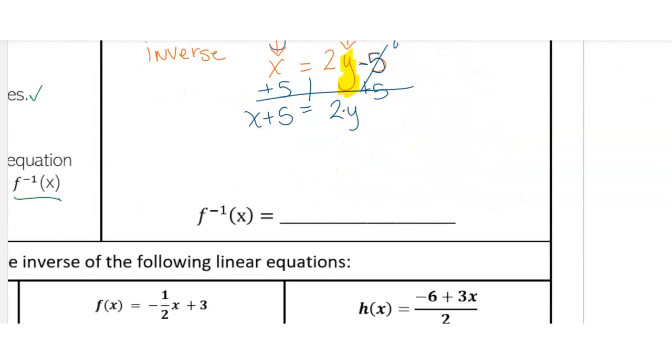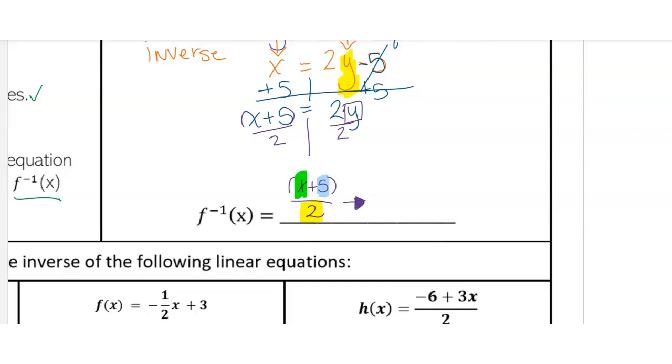I want to isolate this y. It's attached with a 2 by multiplication, and the inverse is division, so we divide by 2. Now during class, I had you guys put parentheses around the x plus 5. But because we're going to be graphing these, I want you guys to separate them, which means each term in the numerator will have the same denominator.